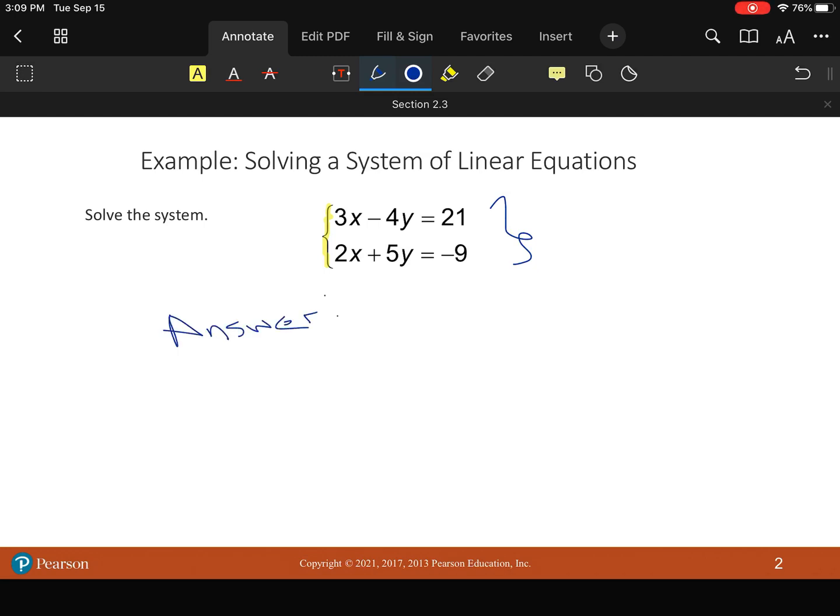And depending on the subject, you could call it a vector, in an advanced math class. But your answer would be something like x comma y, and whatever that point is, or those points are, they satisfy both of those equations. So that's an example of a system. Our answer will be in the form x comma y or s comma t, a pair of solutions because we have two variables.